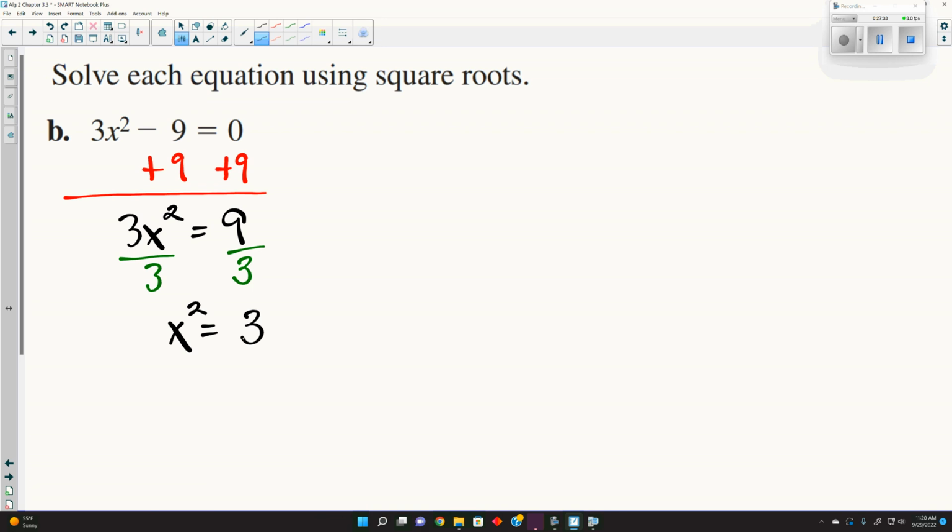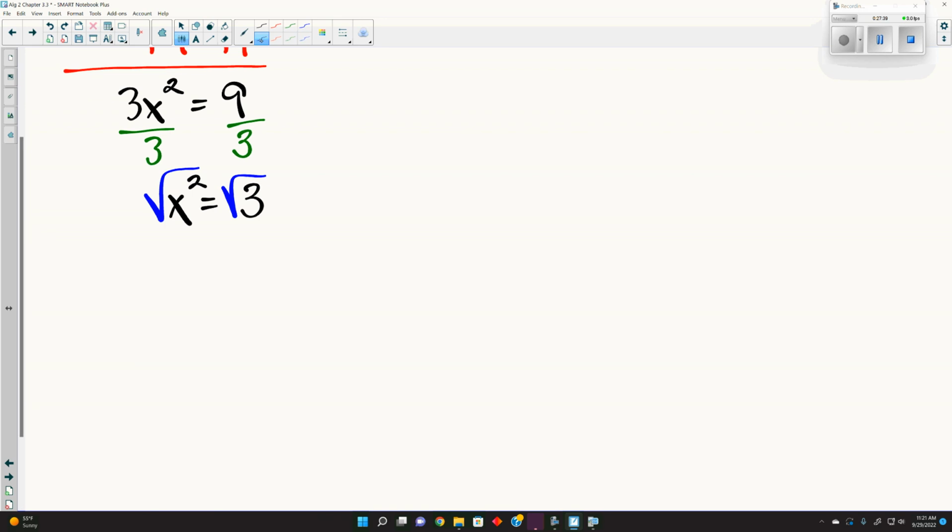Now what do we do? Square root the x squared, square root the 3. Well, the square root of x squared is equal to plus or minus the square root of 3. And again, whenever we square root both sides, we have to add the plus or minus. It's just the square root of 3, plus or minus the square root of 3. Questions on this here? Any questions on any of this so far?